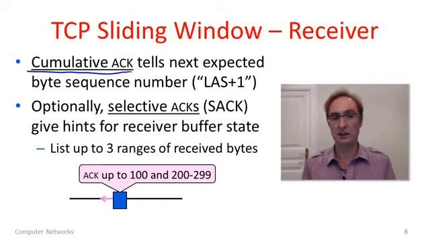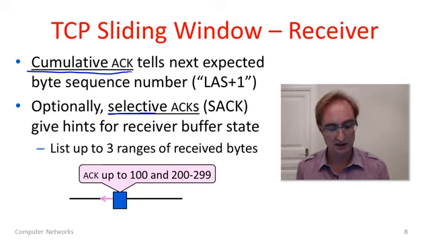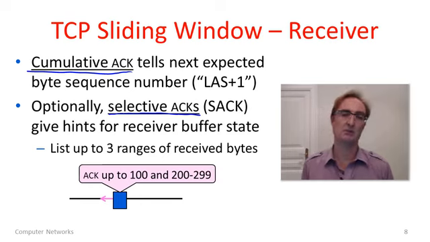It's telling us the next byte that's expected. In addition, and optionally, TCP acknowledgements can contain selective ACKs. And these are some of the hints we mentioned, sometimes used with selective repeat, that try to tell the sender what's going on at the receiver in terms of its buffer state. SACK blocks in TCP can specify up to 3 byte ranges that have been received beyond the cumulative ACK.